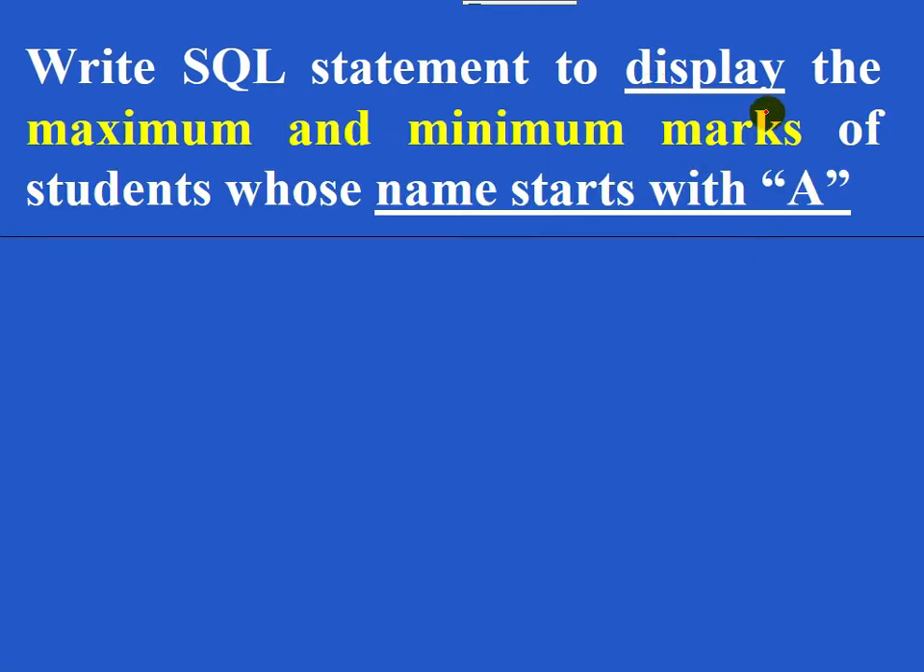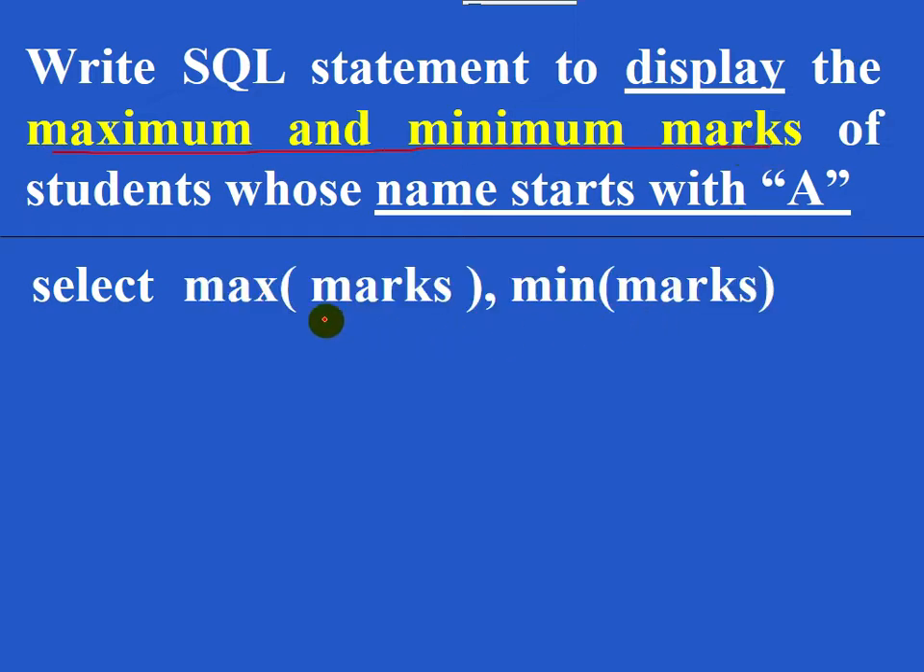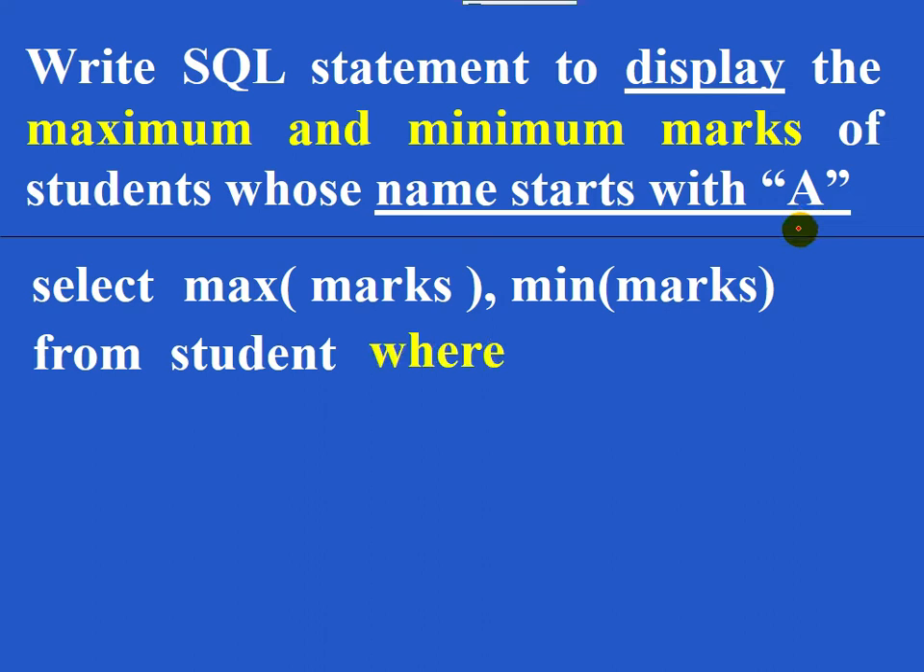Display maximum and minimum marks of students whose name starts with A, so you can write SELECT MAX marks comma MIN marks followed by FROM table name. Condition is there, WHERE name is LIKE 'A%'. The first character is A followed by 0 or more characters. When you make use of percentage or underscore, the relational operator equal to should be replaced with LIKE.